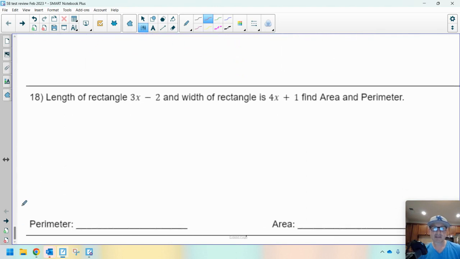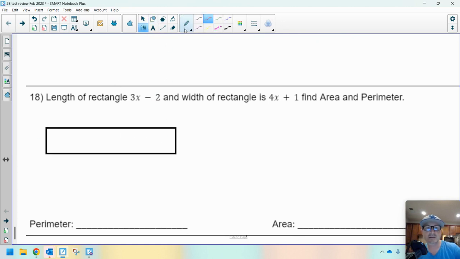Next, number 18. The length of a rectangle. Well, they said rectangle, so we're getting out our rectangle. The length is the long way in a rectangle. So we're going to put 3x minus 2 for the length. The width is 4x plus 1.